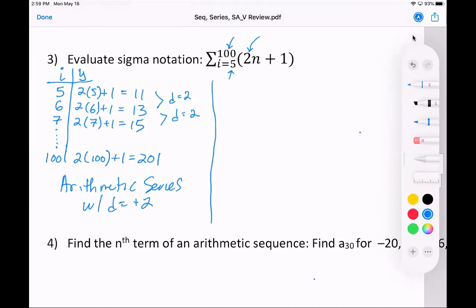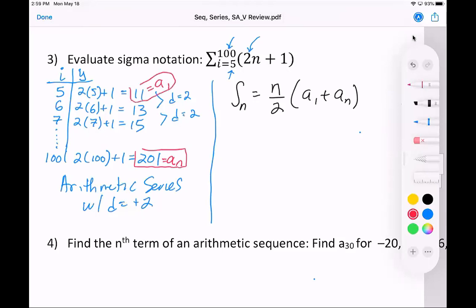So to evaluate this sigma notation, we could use the formula for arithmetic series. The sum, capital S, of n terms of an arithmetic series is the number of terms divided by 2 times the first term plus the last term. We have the last term right here, that's a sub n, which is 201. And we have the first term, which is a sub 1, that's 11. And now we just need the number of terms.